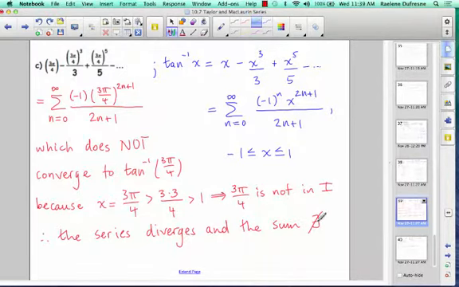So make sure that you are always checking that the x value satisfies the interval of convergence. So in this case, the answer is not tan inverse of 3 over 4, which would simplify to a number that doesn't exist in this case, but tan inverse of 3 pi by 4 is not the answer for this series.